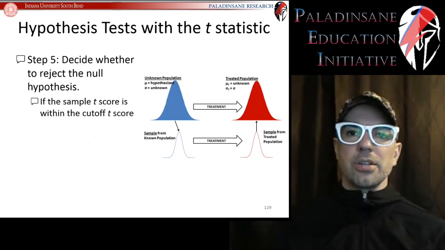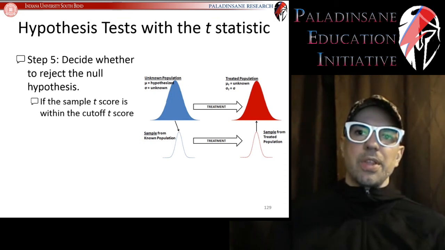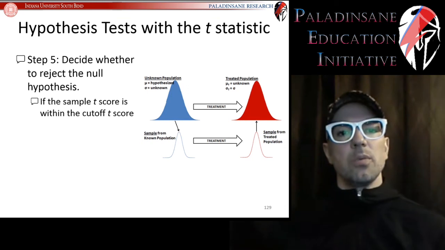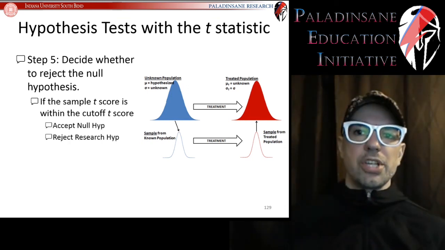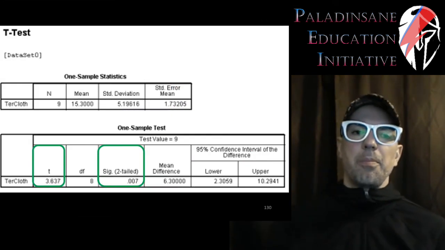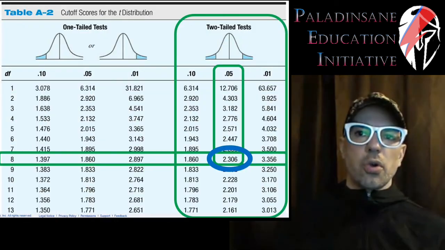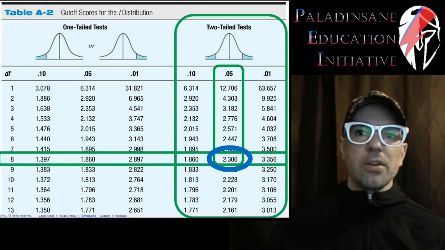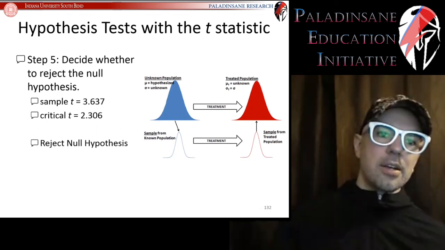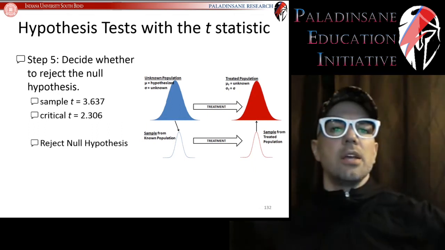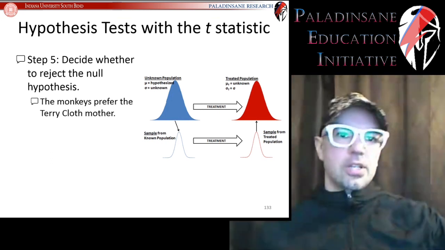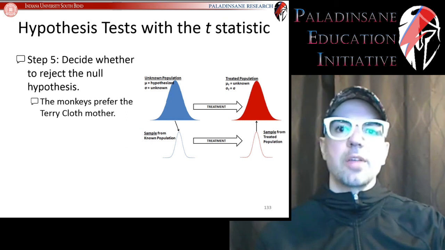If the other situation occurred, if the sample t-score was within the cutoff scores, it did not cross that line into the tails, it stayed in the body, we would accept the null hypothesis and reject the research hypothesis. So again, get that t-statistic, compare it to your cutoff score, draw your distributions out, and we can see that in this case, our sample t-statistic went beyond our critical cutoff scores, so we reject the null hypothesis. And SPSS leads us to the same conclusion, that the monkeys prefer the terry cloth mother.